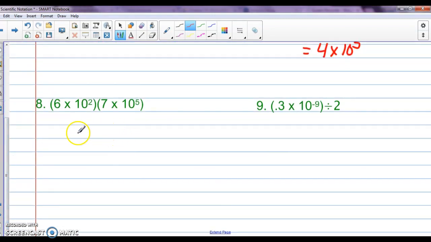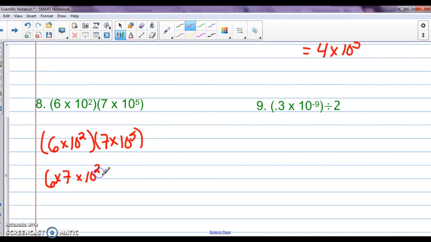Now let's look at the next two examples. We have 6 times 10 to the 2nd power times 7 times 10 to the 5th power, but all of this is combined with multiplication. Again, we can use our exponent rules by combining like terms. So 6 times 7, and therefore 10 to the 2nd times 10 to the 5th.